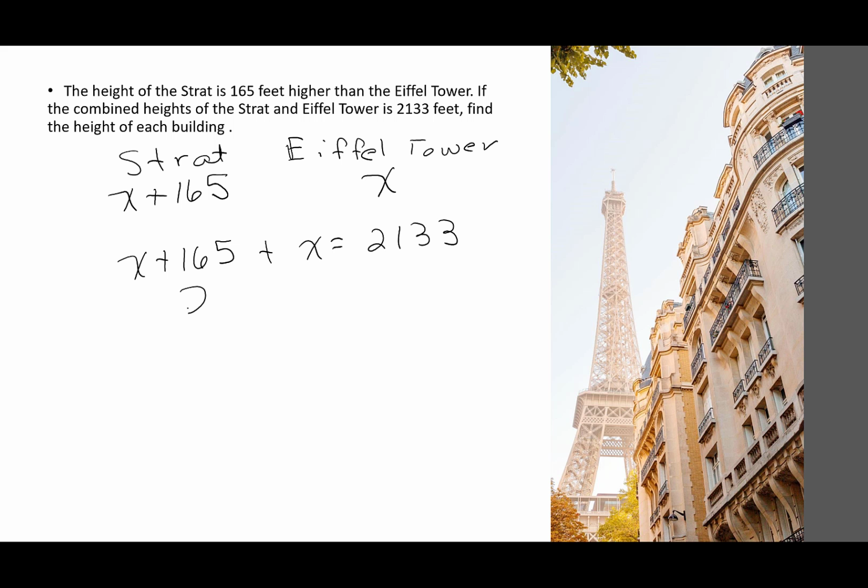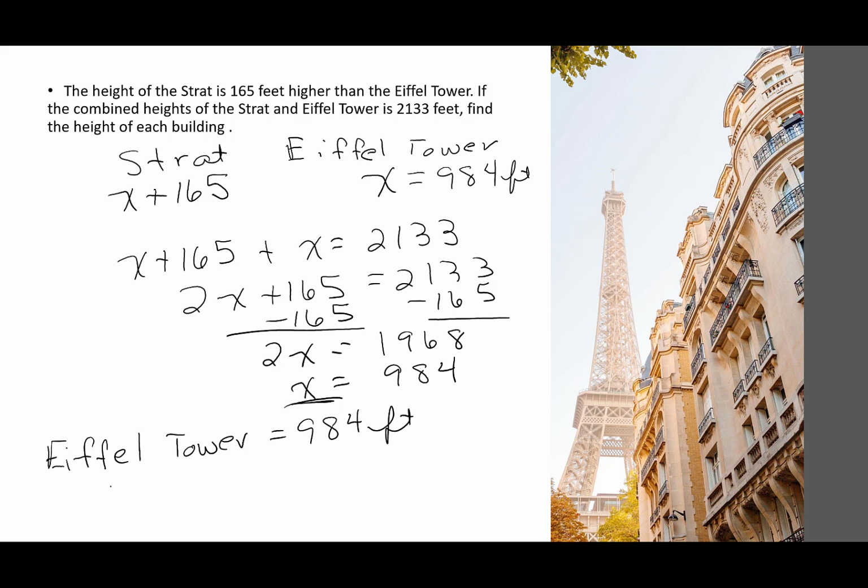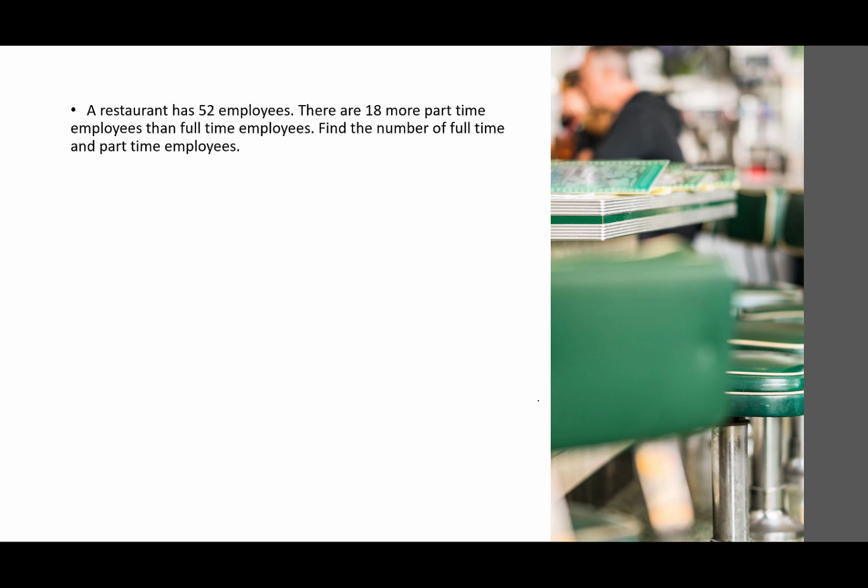On the left, I can combine the 2 x's, so I have 2x plus 165 is 2,133, so I'll subtract the 165. Now I know 2x is 1,968 feet, so I'm going to divide by 2, which says x is 984. Now 984, x is the Eiffel Tower. So the Eiffel Tower is 984 feet. And then the Strat is going to be 165 feet taller than that, which is a total of 1,149 feet tall. All right, next one says a restaurant has 52 employees.